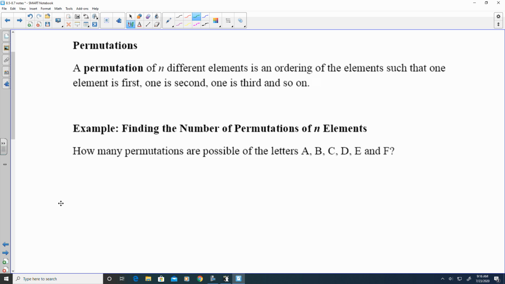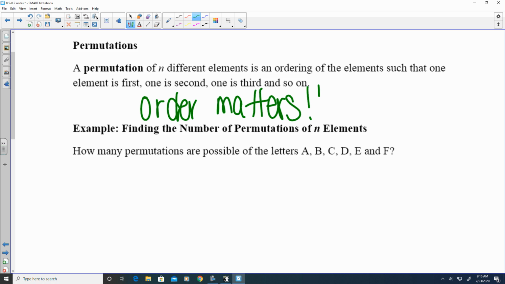Okay, so a permutation of n different elements is ordering them. So permutation means order is important. Order matters for permutations. How many permutations are possible if we're ordering these first 6 letters together, A, B, C, D, E, and F?